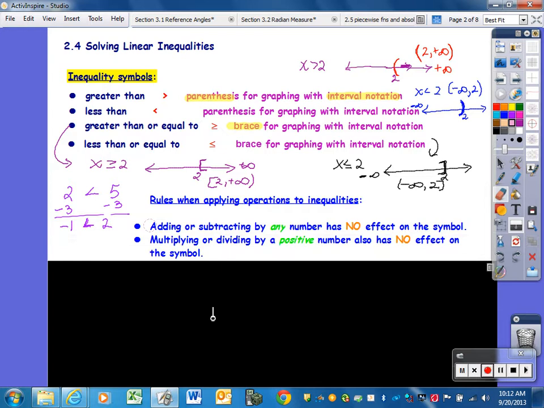Let's try multiplying and see what we get. Multiply by a positive. Multiply by 3. 6 compared to 15. 6 is still less than. Did not change it. How about if I divide? Let's divide by 3. 2/3 compared to 5/3? 2/3 is still less than, so it does not change it.